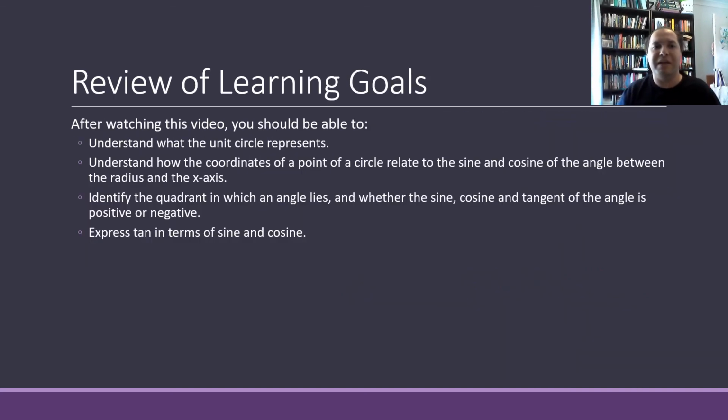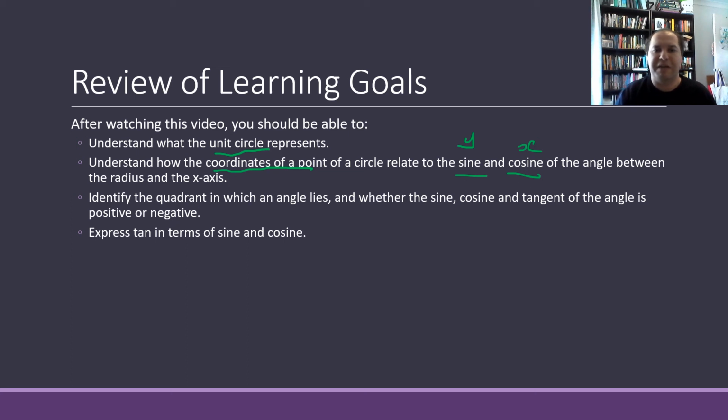All right, so students, a long video there explaining the unit circle, but after watching this video you should be able to understand what the unit circle represents, understand how the coordinates of a point give us the sine and cosine of the angle that it makes with the x-axis. So the sine was our y value of our point on the circle, the cosine was our x value of our point on the circle.